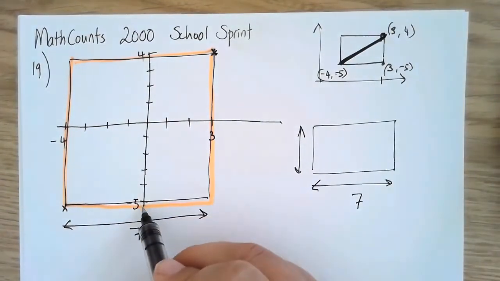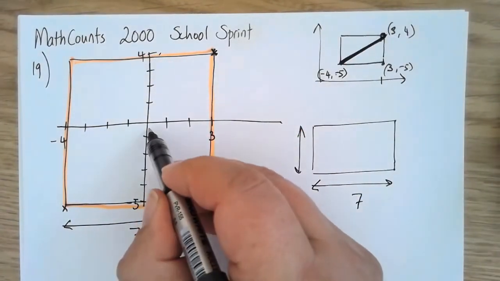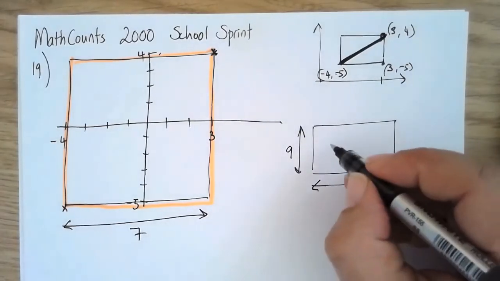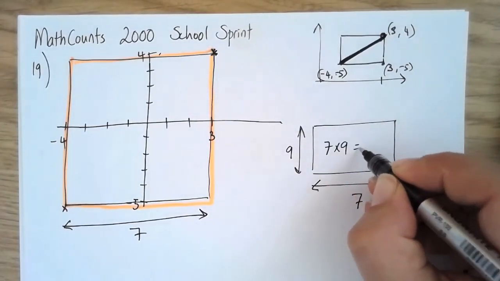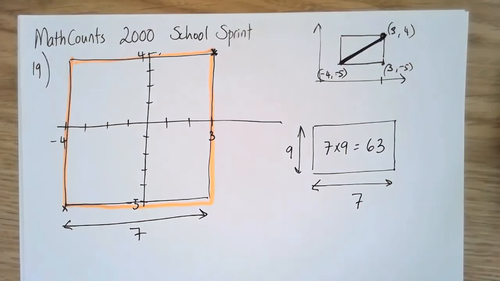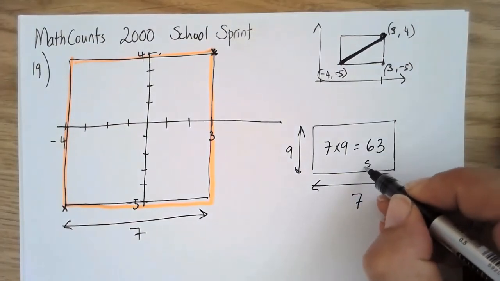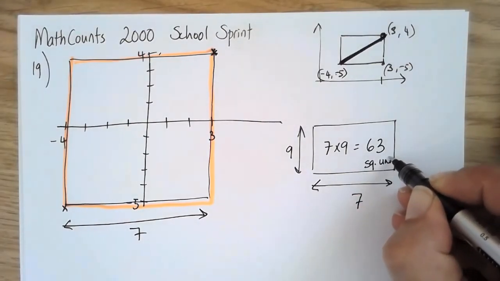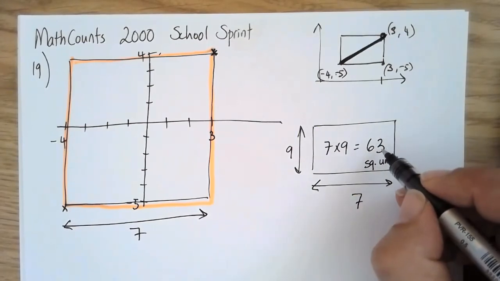Here, we've started at -5 and go up to 4, so that's 5 and 4, which is 9. So 7 multiplied by 9 is 63 units, and we're looking at square units. And that's the answer: 63.